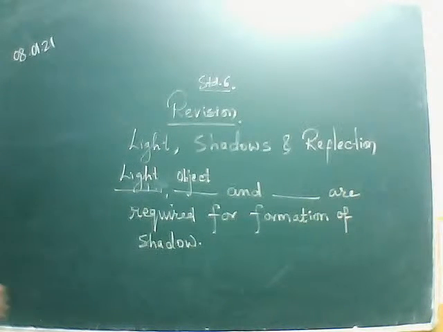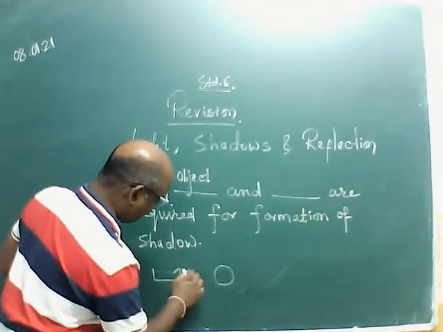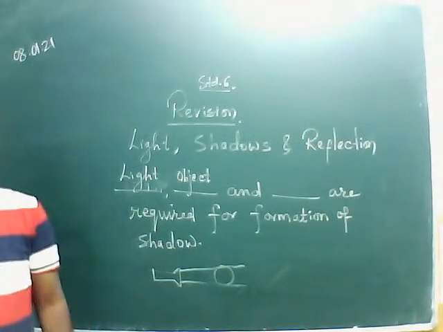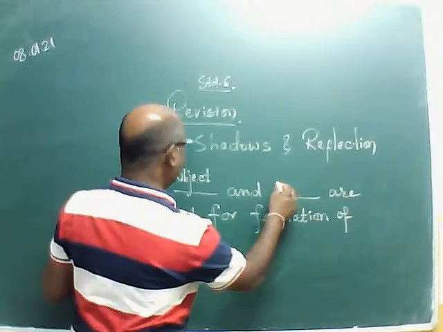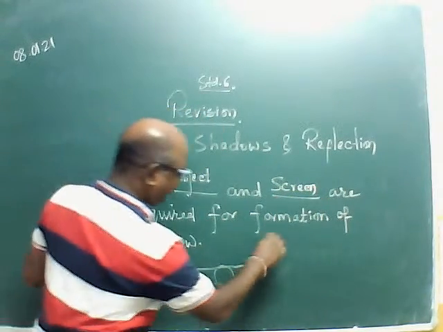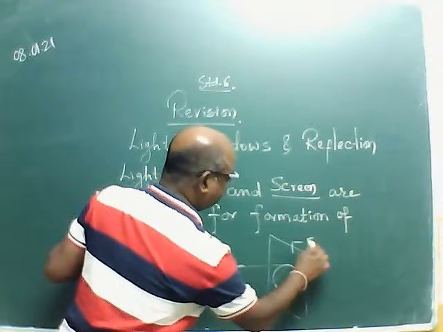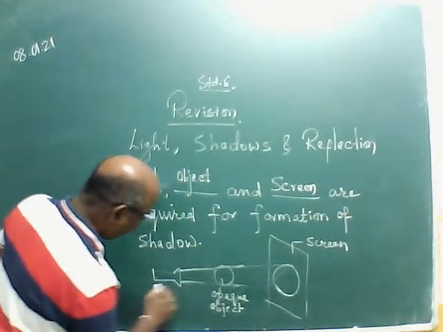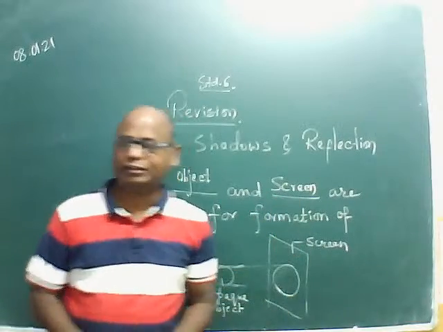Okay, light is required. Suppose this is the source of light. This is the opaque object. Then one more thing is required for the formation of the shadow. Yes, Jayant has given the correct answer: not only a source of light, not only an opaque object, but also a screen. Here the screen is there, then only the shadow of this ball will be formed here. This is the screen, this is the opaque object, and this is the source of light. These three things are required, then only shadows are formed.